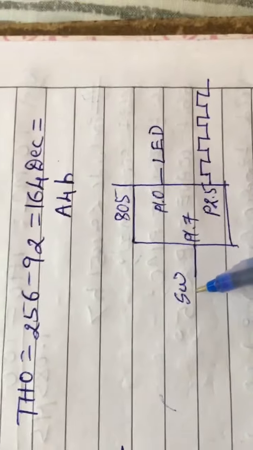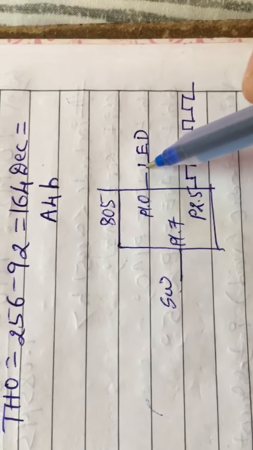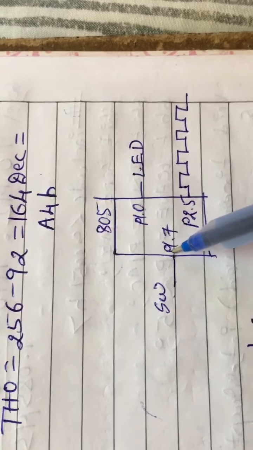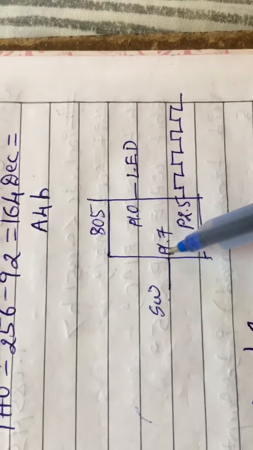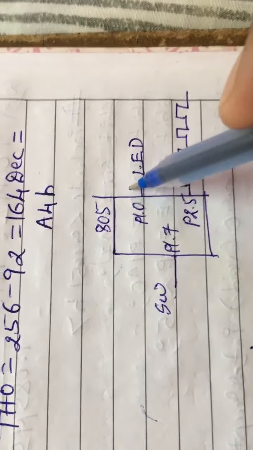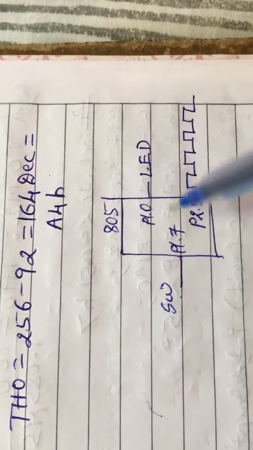So I have drawn a picture here. I have one switch, and I am sending bit by bit to this LED, you can say. So a single bit of information is transferred from P1.7 to P1.0. This is the main program that we have.